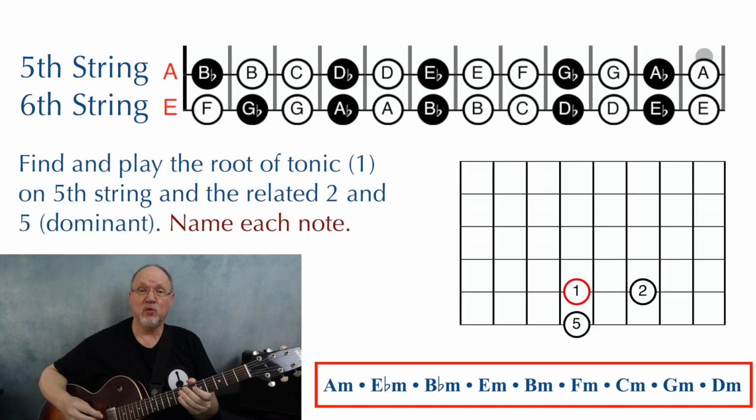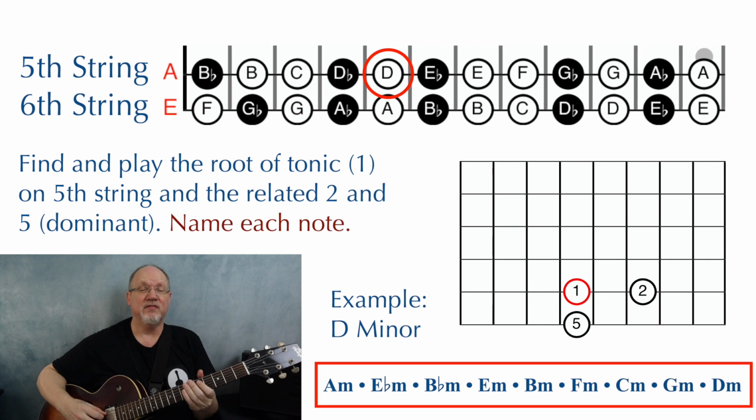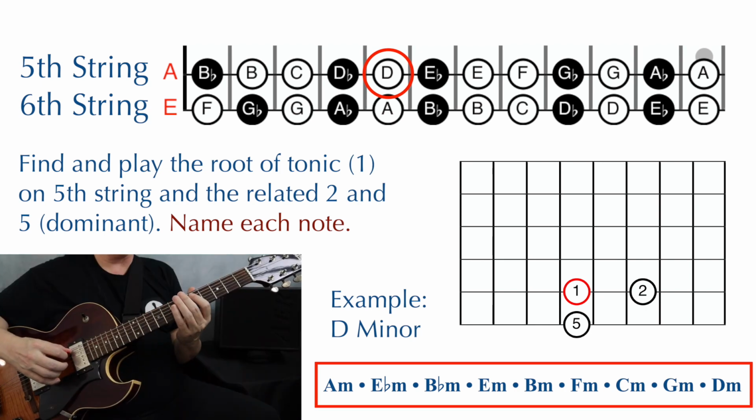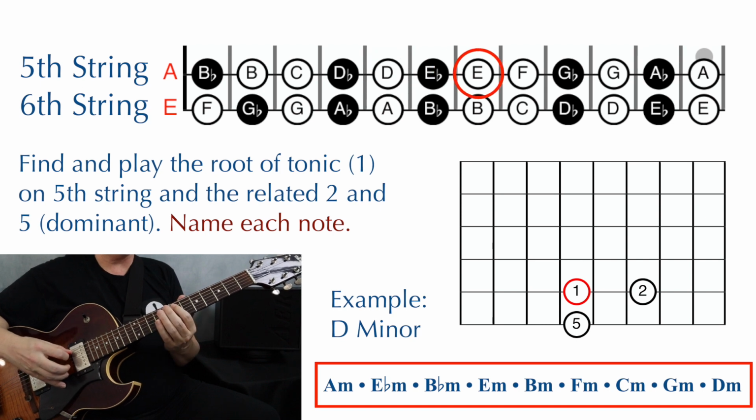And then do the same thing with the root of your tonic on the 5th string. First pick a key. Let's pick the key of D minor this time. Find and play your 1, 2, and 5 roots in relation to each other. So there's your 1, 2, and your 5. And name those notes. So D for 1, E for 2, A is your dominant or your 5, and back to D for your 1.